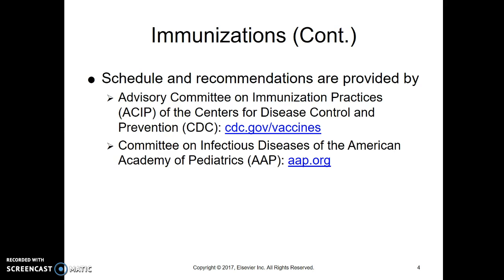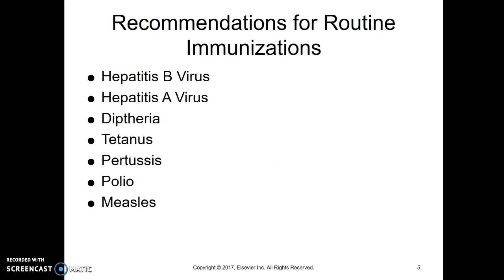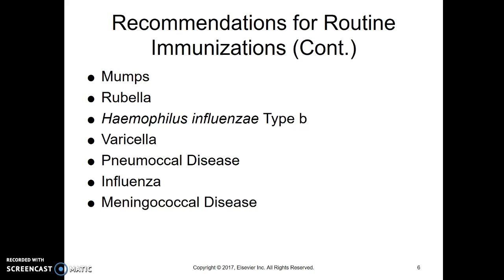How do we know what to give? It's based on these advisory committees. There is the CDC and the American Academy of Pediatrics makes and then periodically revises the recommendations for the schedule of immunizations. And these are the ones we routinely do. Hep B, Hep A, you're used to either DTaP or Tdap, which is diphtheria, tetanus, and pertussis. Polio, which used to be oral drops, it's now all injectable. Measles, mumps, rubella is the MMR.